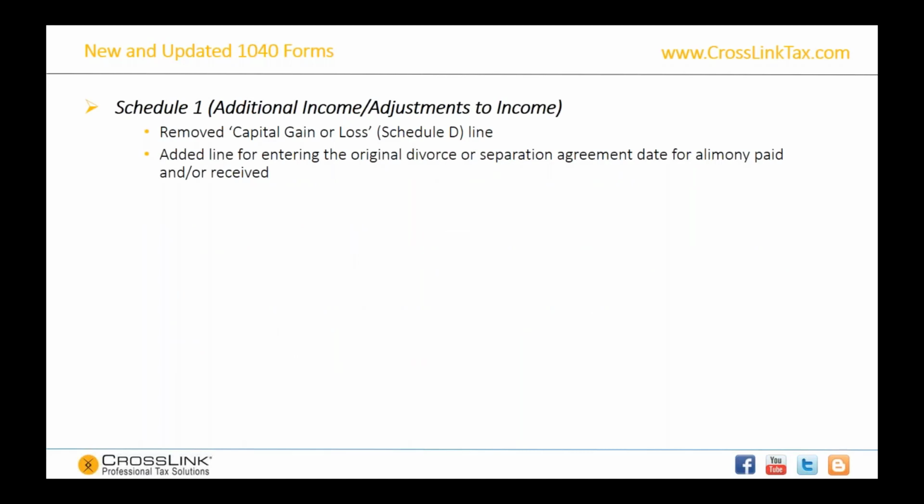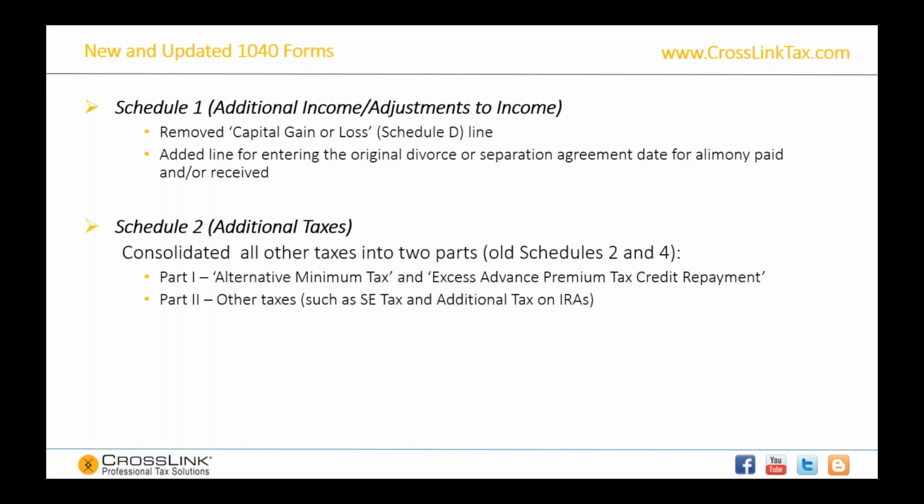As far as the Schedule 1 goes, capital gains or loss on the Schedule D has been removed, and the line for entering the original divorce or separation agreement date for alimony paid has been added. Okay, that's on the Schedule 1. Schedule 2, we have some changes made as well. We've consolidated all other taxes into 2 parts, for the old Schedule 2 and the 4. Part 1 has to do with alternative minimum tax and the excess advance premium tax credit repayment. And Part 2 are other taxes.